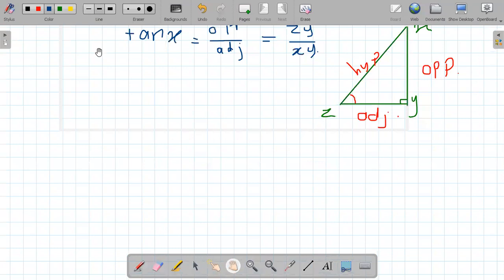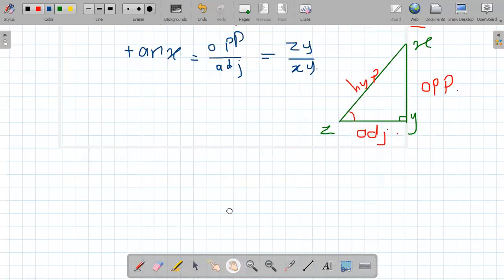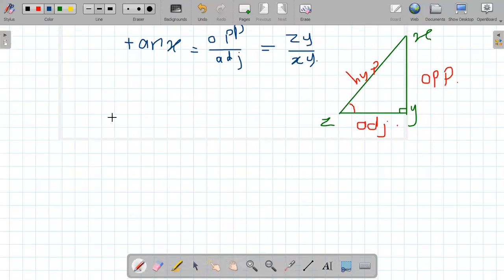Okay, 1 minute. I want to make this trigonometrical ratio, but about the angle y. What is the first ratio? I said it.